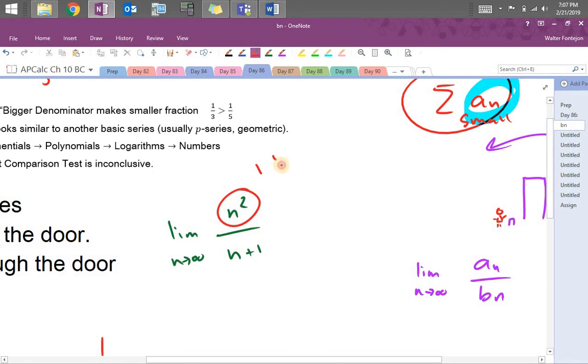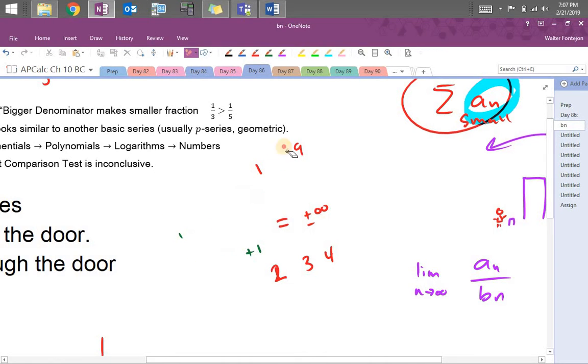If I plug in 2 here, that's 4. If I plug in 3 here, that's 9. If I plug in 1 here, that's 1. Nope, just kidding, that's 2. Plug in 2 here, that's 3. Plug in 3 here, that's 4. We say the top is dominant because the polynomial at the top grows faster than the bottom. When the top is dominant for any limit, this limit is going to be either positive infinity or negative infinity.